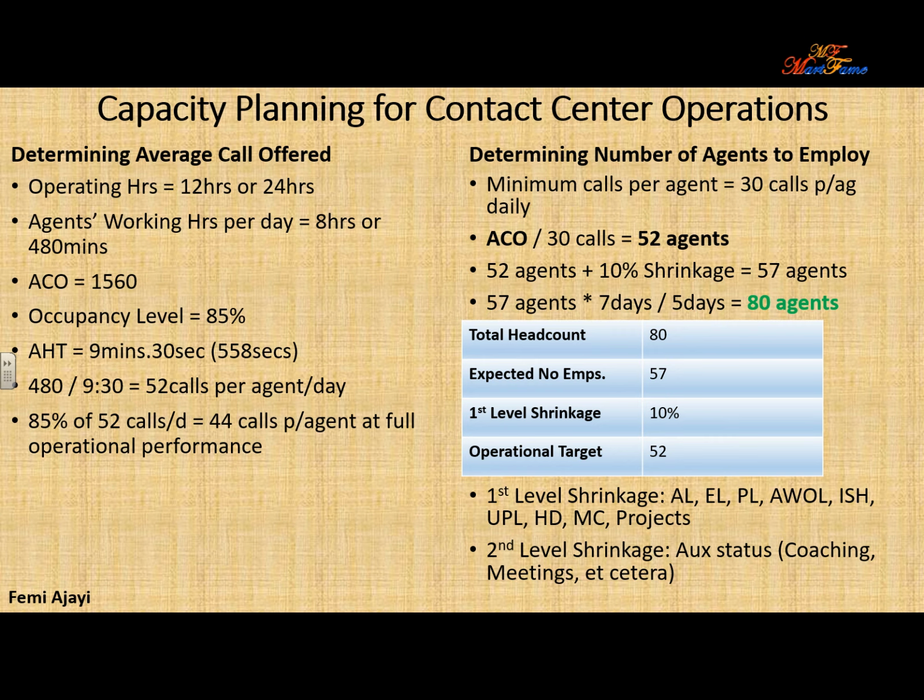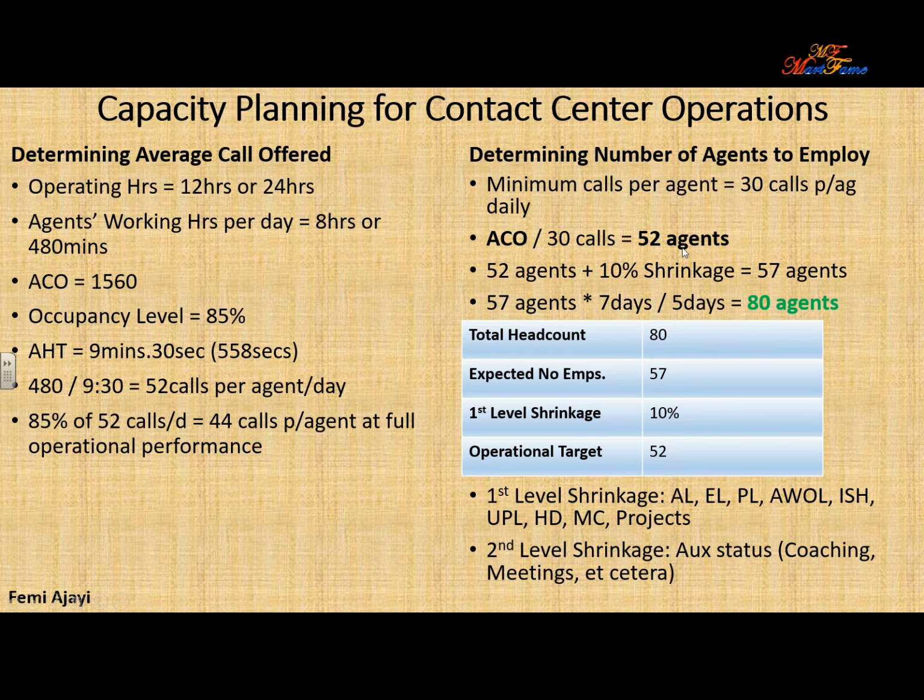So let's say we now use the 30 calls. Now that we are able to establish that we want each agent to be taking a minimum of 30 calls, we divide the average calls that the contact center is offering on a daily basis by that. So we now see that we need 52 agents on a daily basis by dividing 1,560 calls by 30 calls per agent. That gives us 52 agents to be employed.